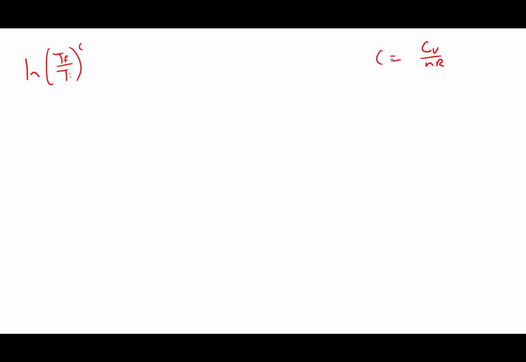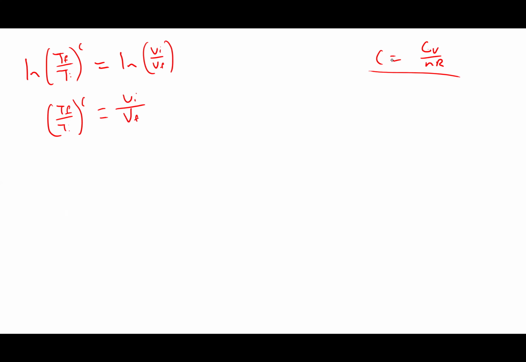That makes it a little bit easier, right? And that's going to be equal to the natural log of VI over VF. Now this implies, because it's natural log on the left, natural log on the right, that we could take e to the power of both sides. And this implies that TF over TI to the power of C, which is still this, is going to be equal to VI over VF.